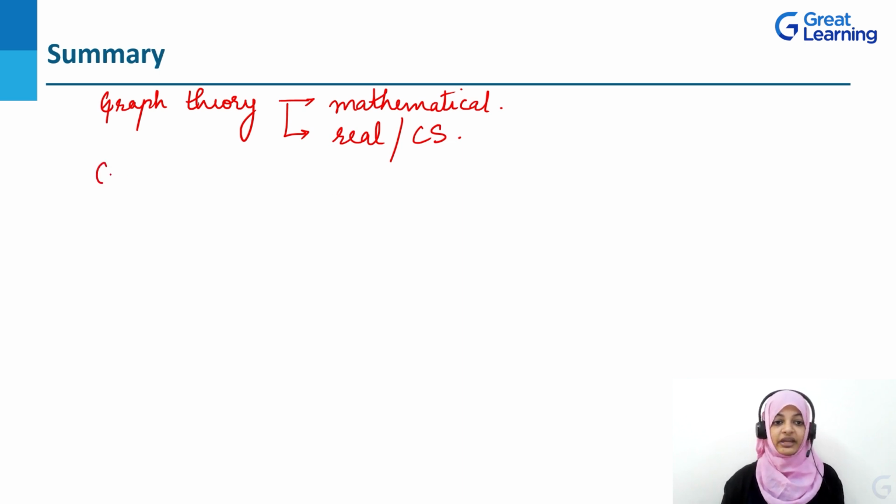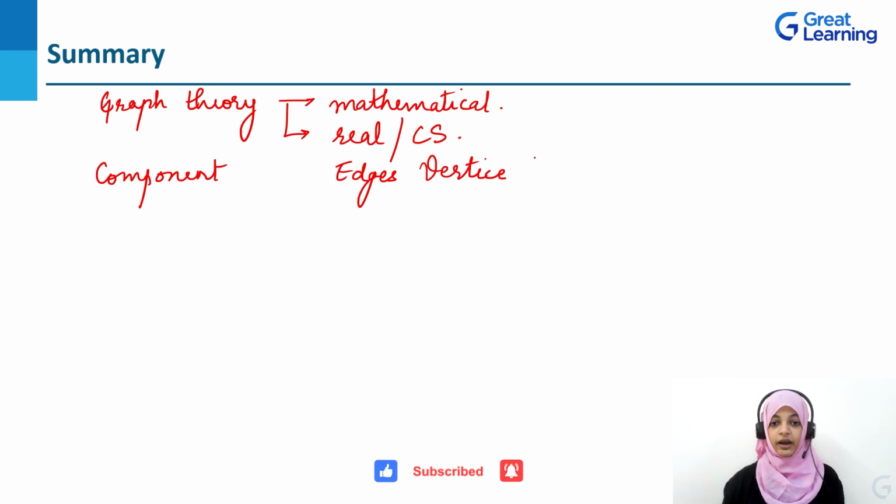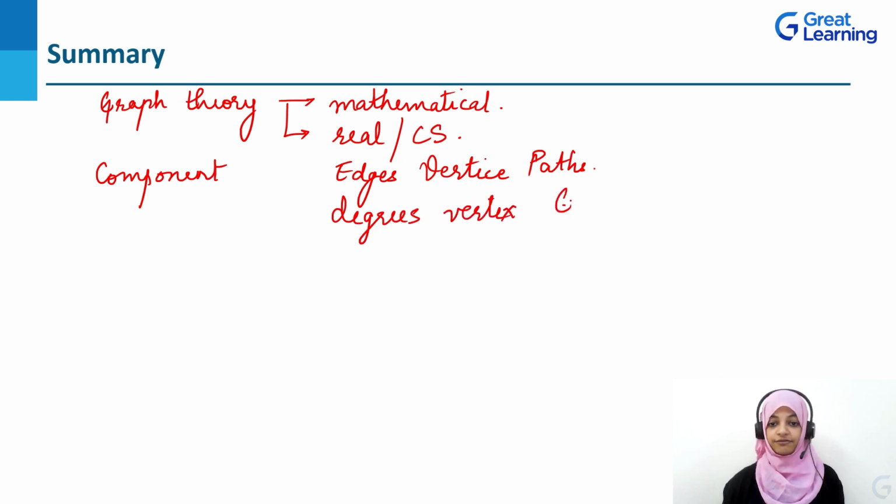Next, we understood the various components of graph theory, namely what are edges, what are vertices, what are paths. We also saw what the degrees of both a vertex as well as a graph was. We also understood what our handshaking lemma was and the two interpretations of the handshaking lemma.